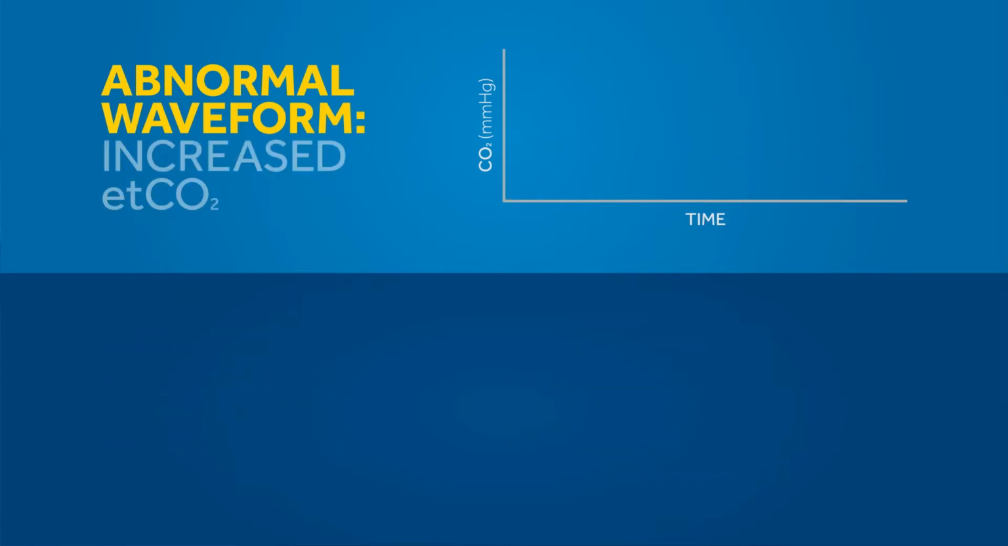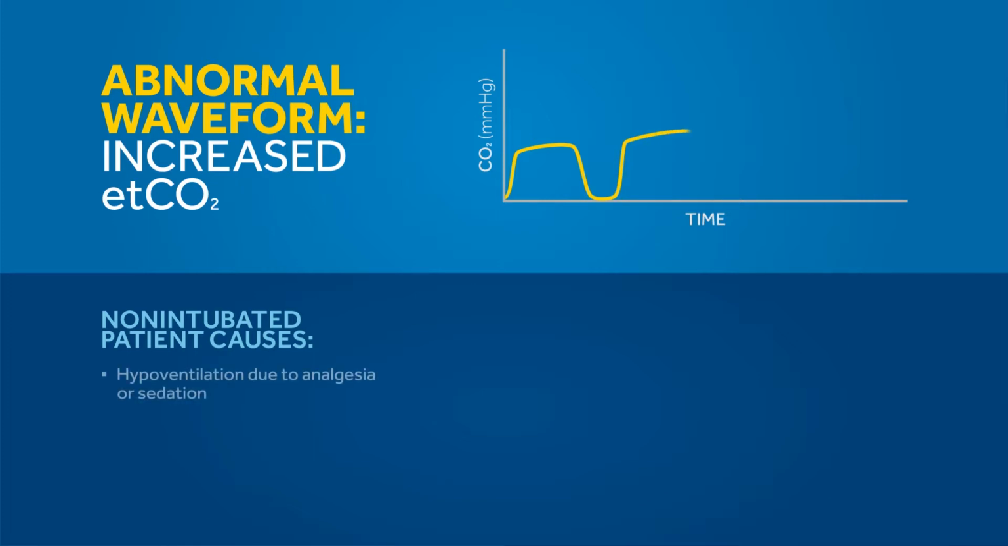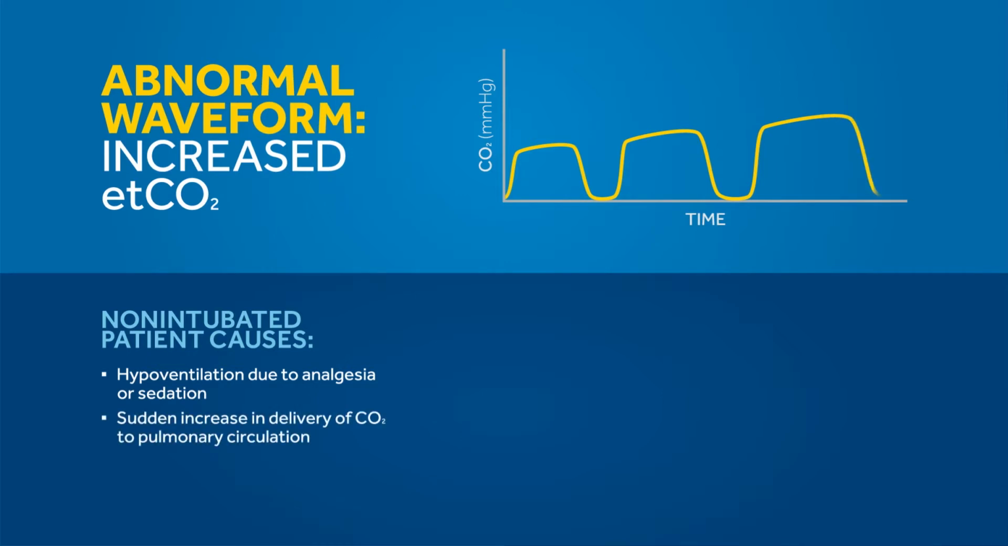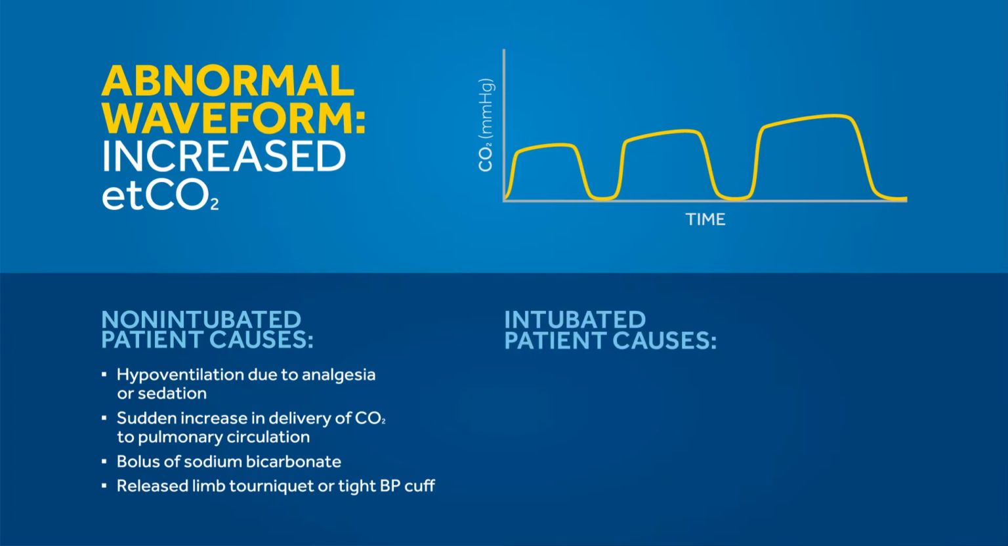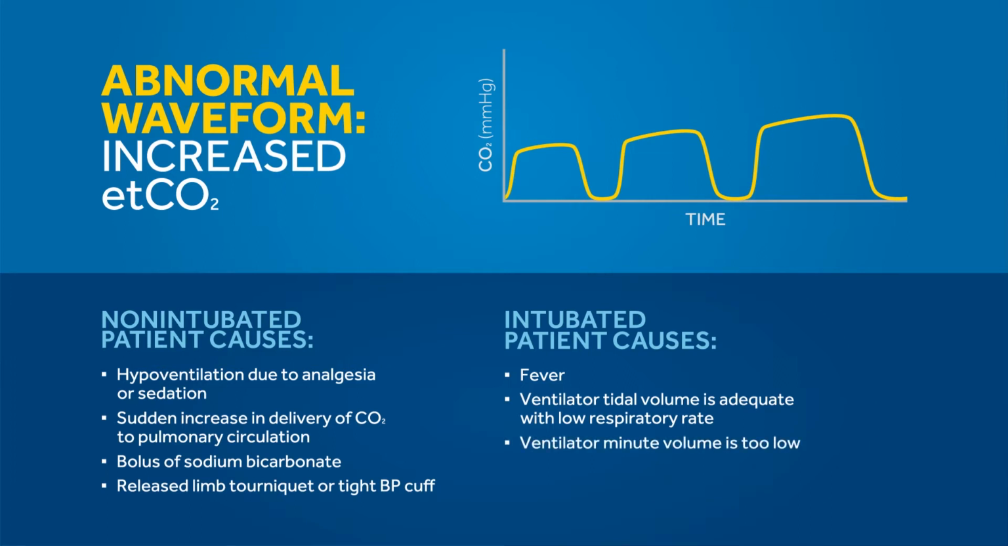With increased EtCO2, possible causes in non-intubated patients include hypoventilation due to analgesia or sedation, a sudden increase in delivery of CO2 to pulmonary circulation, a bolus of sodium bicarbonate, or a release of limb tourniquet or very tight BP cuff. Possible causes in intubated patients include fever, ventilator tidal volume is adequate with low respiratory rate, ventilator settings where the minute volume is too low.